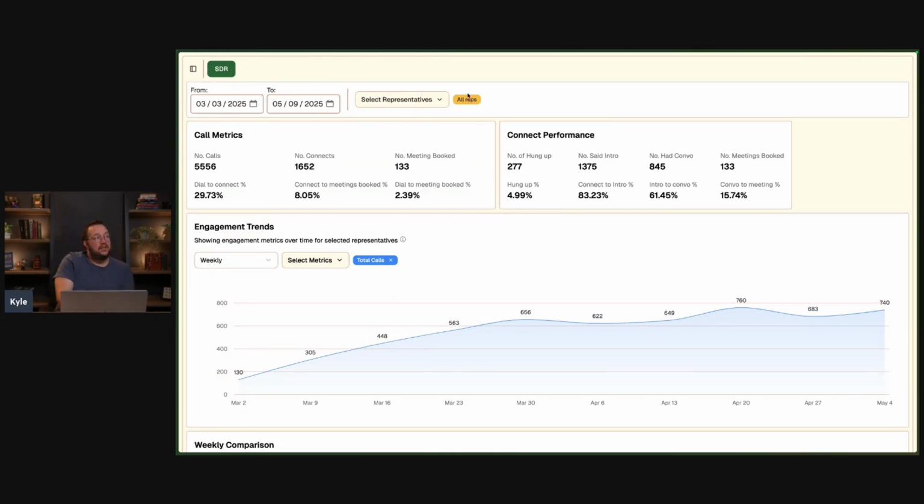We can select the different reps so you can see all of the reps' performance. And we're pulling this out of the CRM. You can see the number of calls that they make, number of connects, number of meetings booked, the dial to connect rate, connect to meeting booked rate, and dial to meeting booked rate. Okay. So right here, if you look, if they make 100 cold calls, they book a little over 2 meetings.